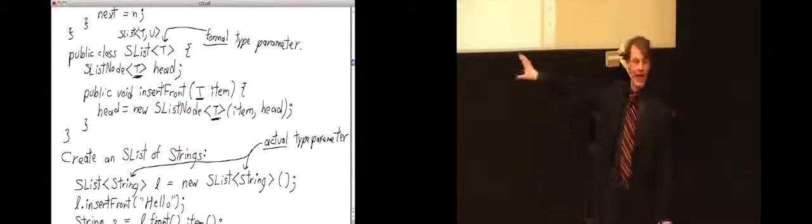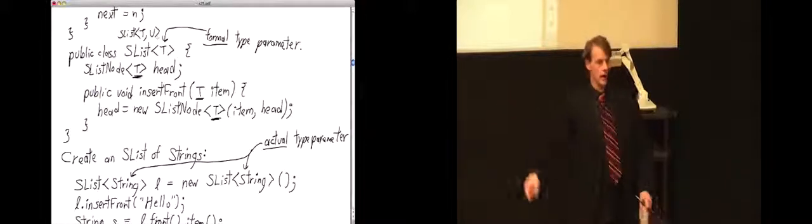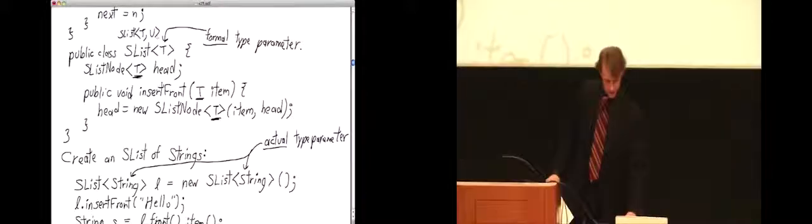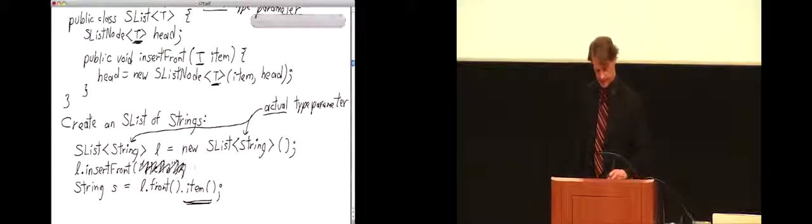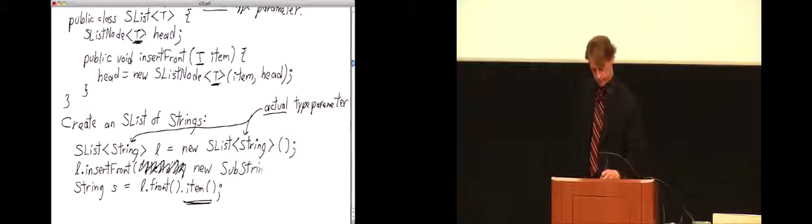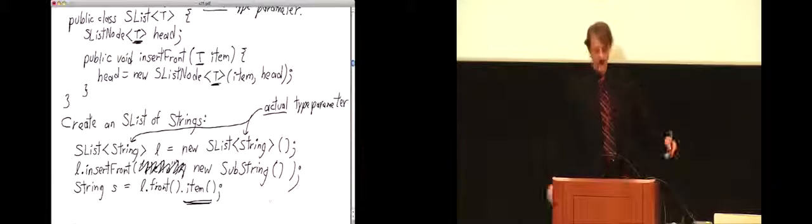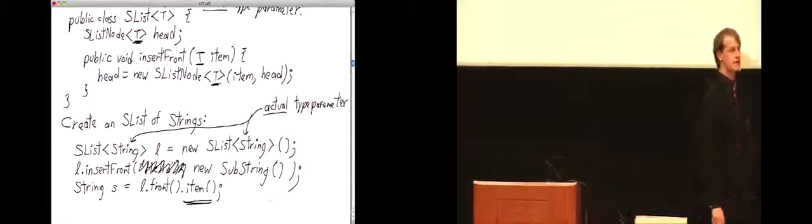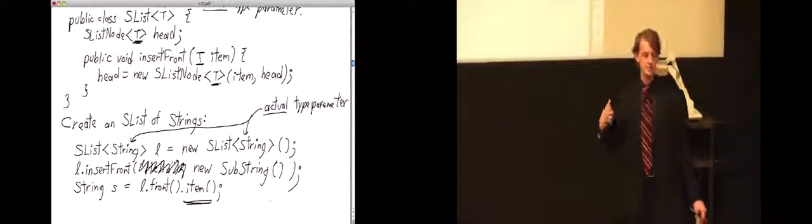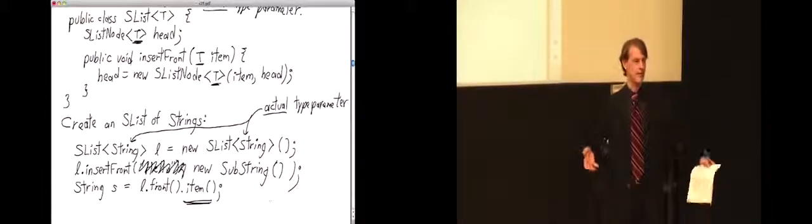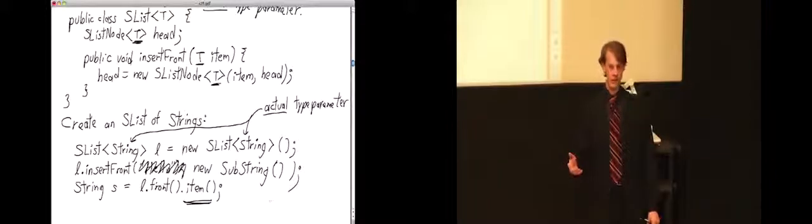Oh, do you mean the actual object that I insert? The object that I insert absolutely can be a subclass of string. So suppose you had a subclass of string named substring. Then yeah, you can insert that into this list. So this is not just a list of strings. It's a list of strings and all their subclasses. And if I make a list of exceptions, that's a list of exceptions and all their many, many, many subclasses.